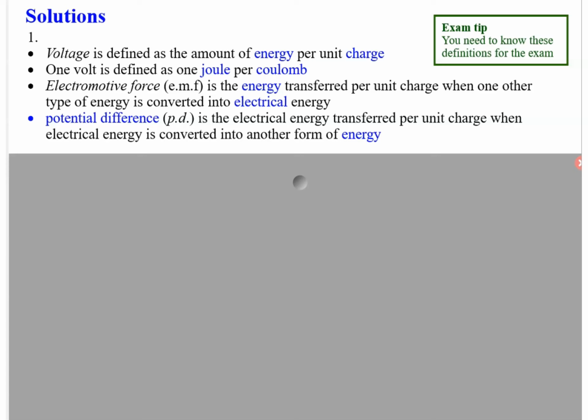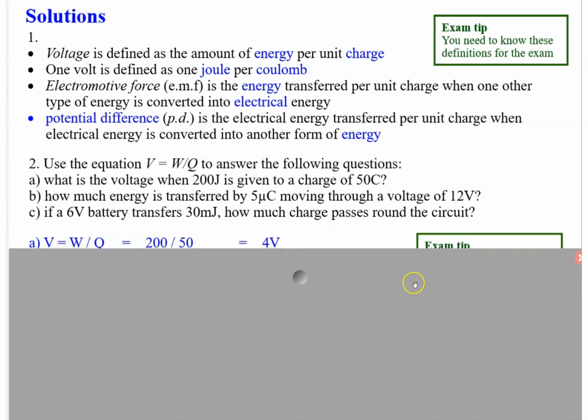And then we talked about the distinction between EMF, which is energy per unit charge when energy is converted into electrical energy, and PD, which is basically the same, energy per unit charge, when energy is converted from electrical into other forms of energy.